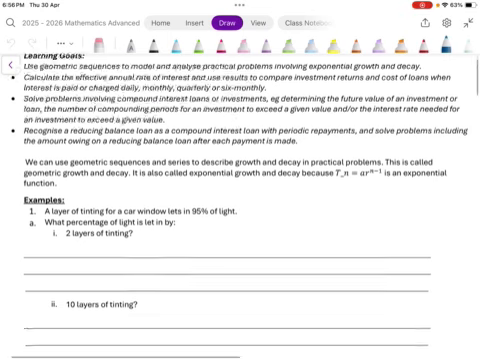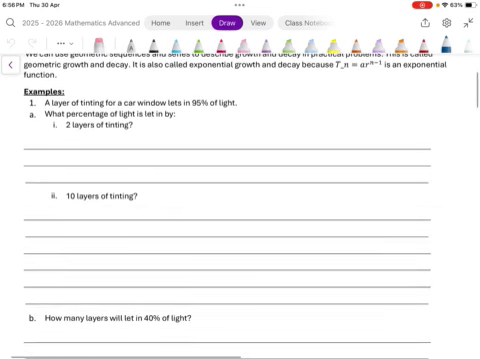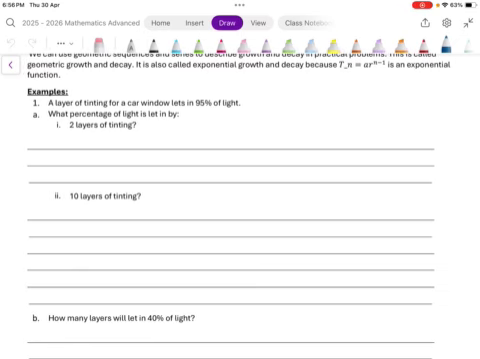So we have our first example here, and we have a layer of tinting for a car window. Light lets in 95% of light. We want to know what percentage of light is let in by 2 layers of tinting. So what we have to do here is change our percentage to a decimal. So our 95% is 0.95. So for 2 layers of tinting, we multiply the layer by itself.